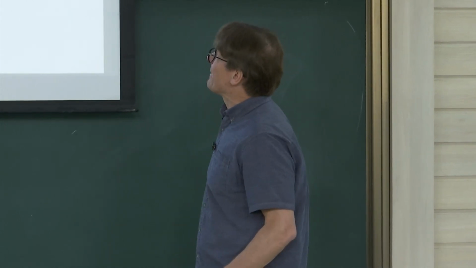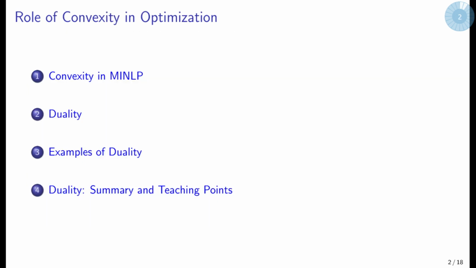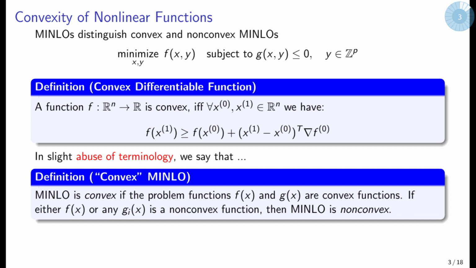So I'll talk a bit about the role of convexity in optimization, and we already looked at this a little bit in terms of what it means for solvers. So here I'll give another concept, which is duality. That's also very important. So we're going to distinguish convex and non-convex mixed integer nonlinear optimization problems.